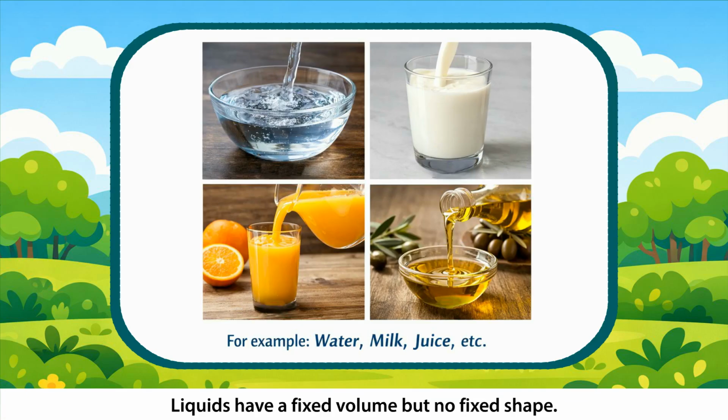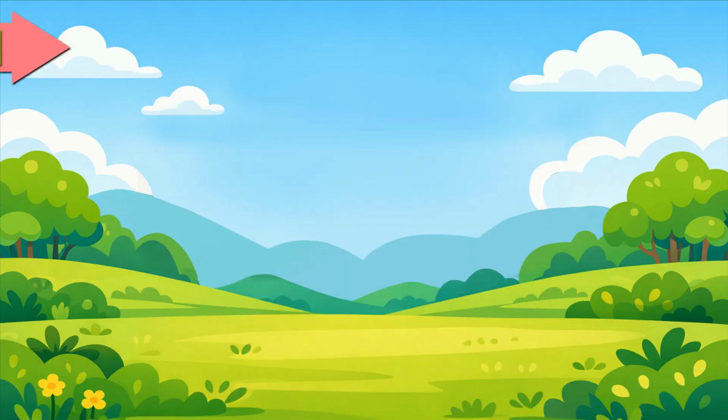Liquids. Liquids have a fixed volume but no fixed shape. They take the shape of their container and can flow easily. For example, water, milk, juice, etc.